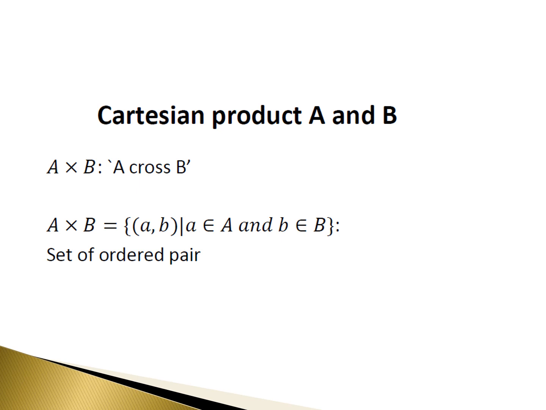We have now the Cartesian product of A and B. So A cross B. Then A cross B is equal to the set of (a, b) such that a is an element of the big letter A, meaning the big letter A here is the set, and then b is an element of B. So it is a set of ordered pairs.